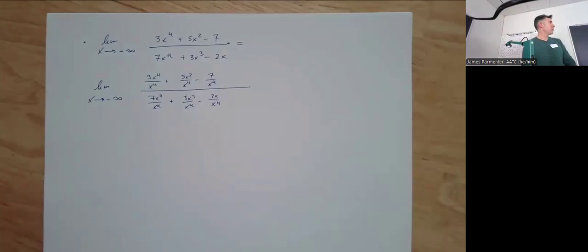Again, a reminder, we are doing the same thing to the top and the bottom of this fraction. We're multiplying the top by 1 over x to the fourth, we're multiplying the bottom by 1 over x to the fourth. Or you're dividing the top by x to the fourth, and you're dividing the bottom by x to the fourth. But as long as you're multiplying or dividing by the same thing in the top and the bottom, you're just multiplying by 1, which is legit.